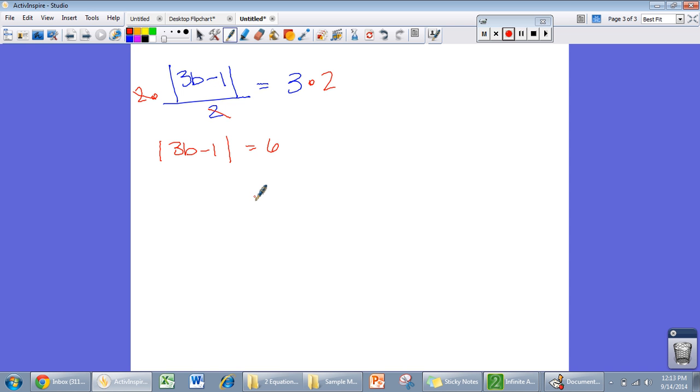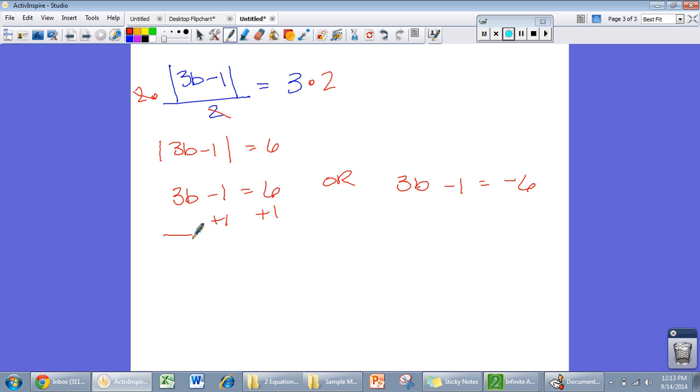Once I have the absolute value isolated, I can then write my two equations, dropping the absolute value sign. I keep it as is. And the other equation, I negate the other side. Okay, let's go ahead and solve.